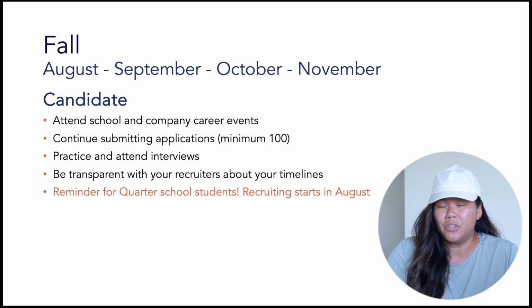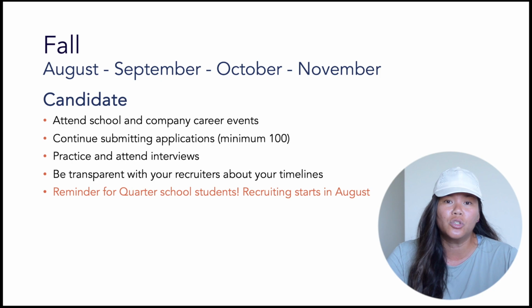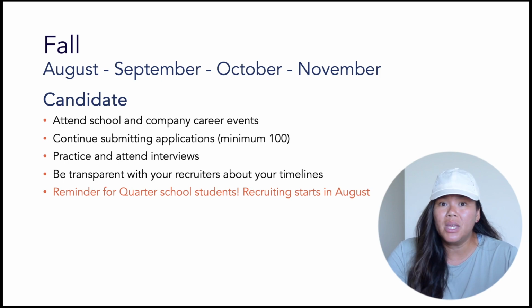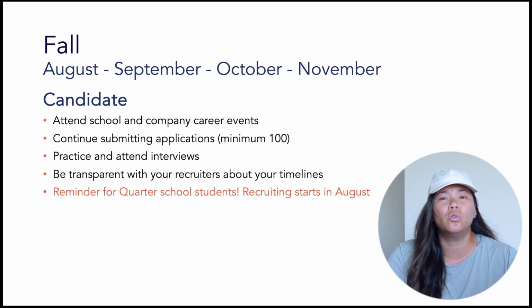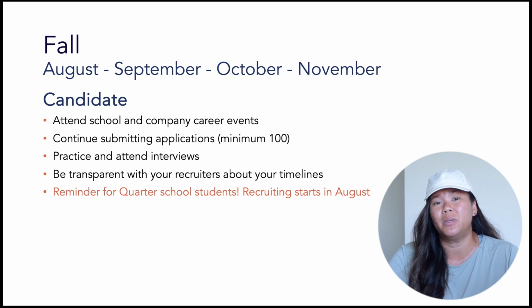Last but not least, for those of you guys that are in the quarter school system, I just want to remind you that a lot of times recruiters are recruiting at both quarter schools and semester schools. Now, if you're at a quarter school, that usually means that you start your new academic year in late September, early October. For semester schools, they're starting in early to mid-August. And what that means is that a lot of times quarter school students can be caught off guard because by the time they start school, we're already halfway through the fall recruiting season. And semester schools get a little bit of an advantage because they start early.